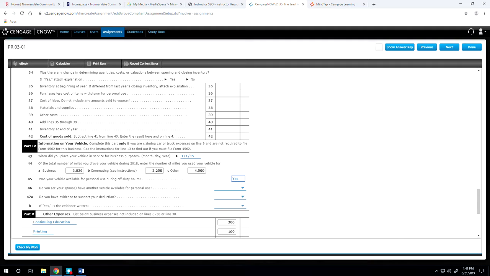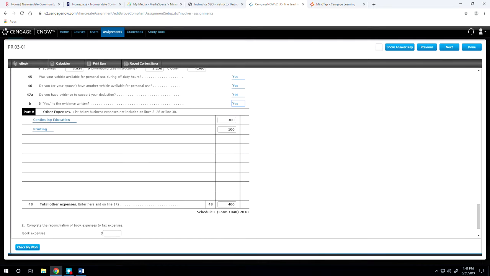Do you or your spouse have another vehicle available for personal use? The answer is yes. They told us that in the information that his wife has a car that's for personal use. Do you have evidence to support your deduction? Of course we do. We make all sorts of good notes about the miles that we drive. We document them. And then it's asking, is this evidence written? Because yes, we are diligent accountants and we keep track of all of our records, or at least Scott Butterfield does.